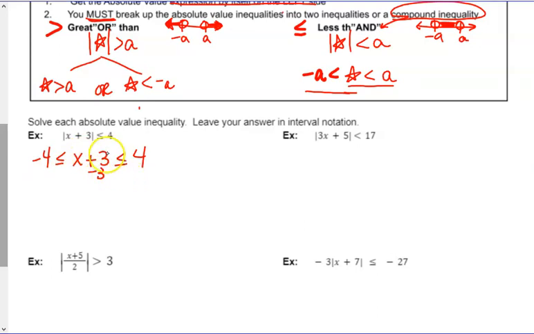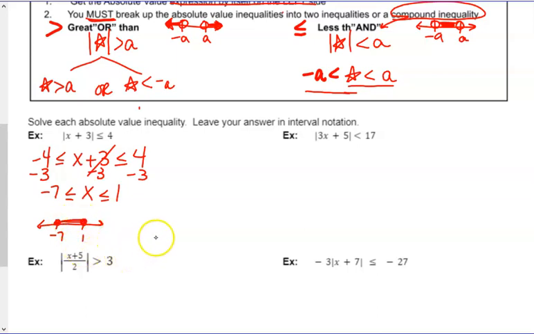So I need to subtract 3 to get rid of it, which means I subtract 3 here, and I subtract 3 here. That goes away, leaves me x in the middle, which is good. Operate on the left gives me -7. Operate on the right gives me a +1. So graphically what this is telling me is that in between -7 and 1, I want all of those values.